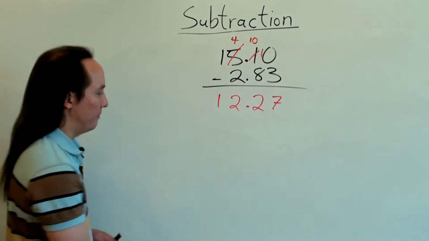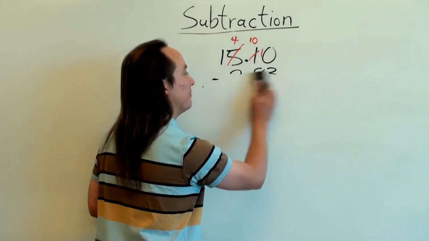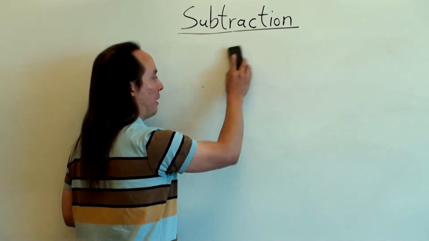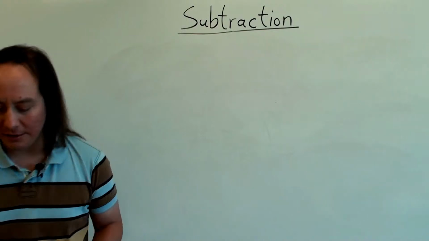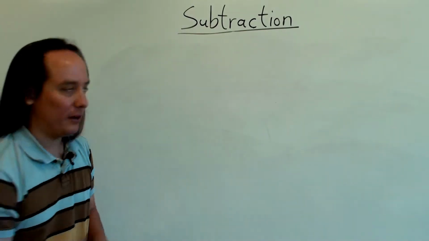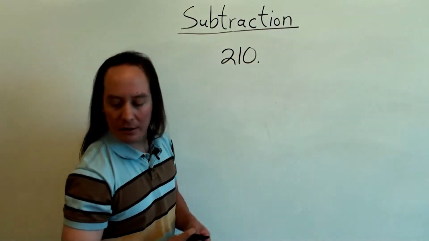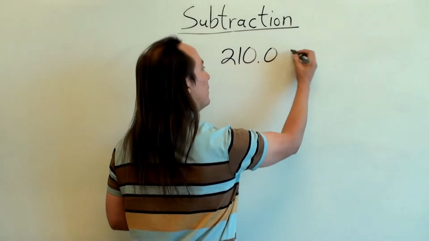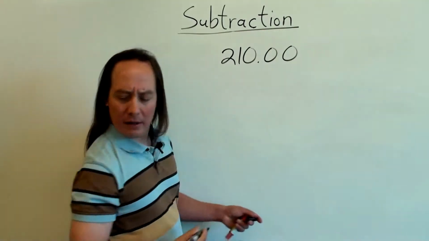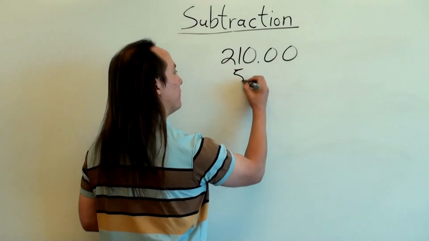All right, I got 2 more. I hope you guys are giving these a shot before I do them. You know, it's a good learning experience, I would say. All right, so we have 210 minus what? Minus 5654.